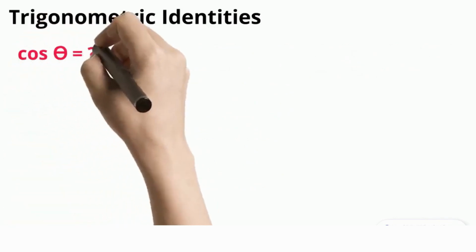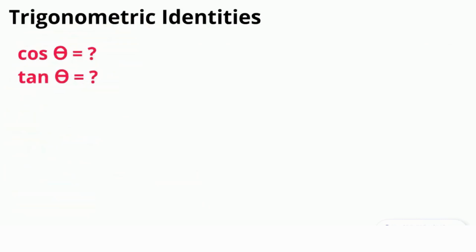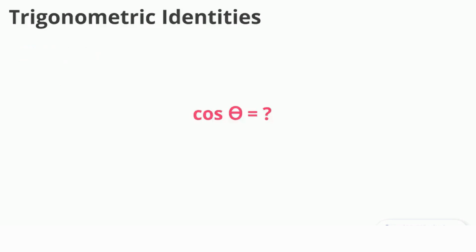Let's see cos theta and tan theta. What are the possibilities of cos theta and tan theta? Let's see. First, we are going to see cos theta. Here, first think about the basic identities. Where cos theta is present and where cos theta is related to another ratio. Let's think. If you remember that, you can write possible identities.